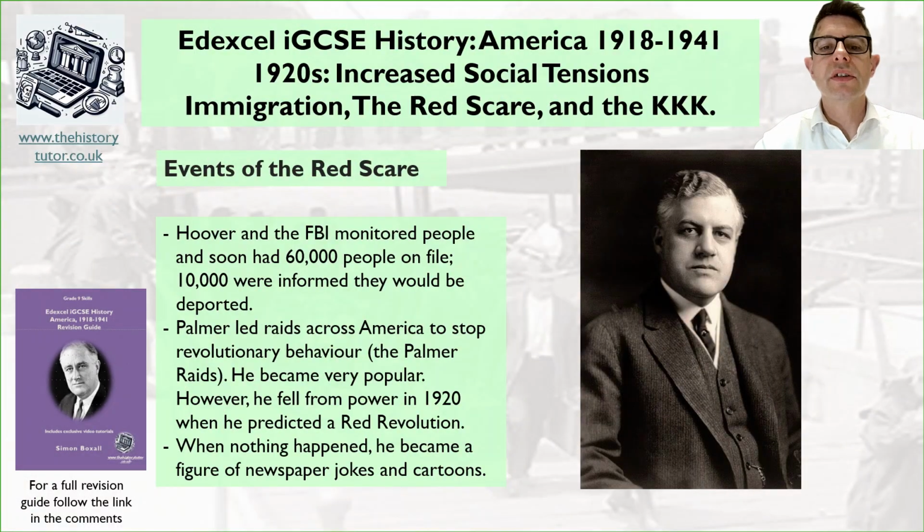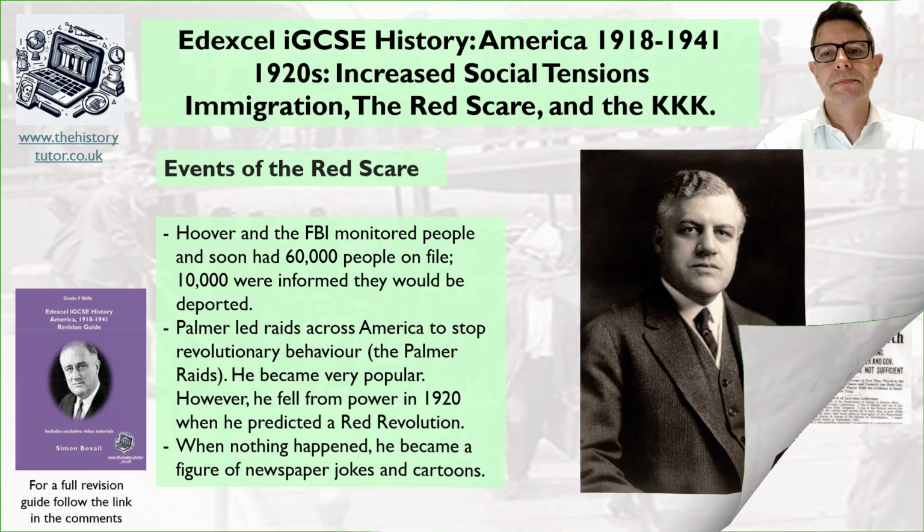Hoover and the FBI monitored people and soon had 60,000 people on file, and 10,000 people were informed they could be deported. Palmer led raids across America to stop revolutionary behaviour. These were known as the Palmer Raids. He became very popular. However, he fell from power in 1920 when he predicted a Red Revolution. When nothing happened, he became a figure of newspaper jokes and cartoons.